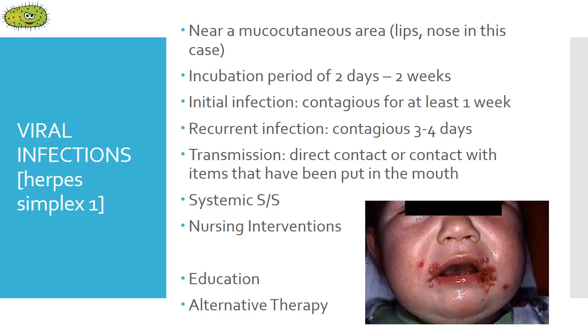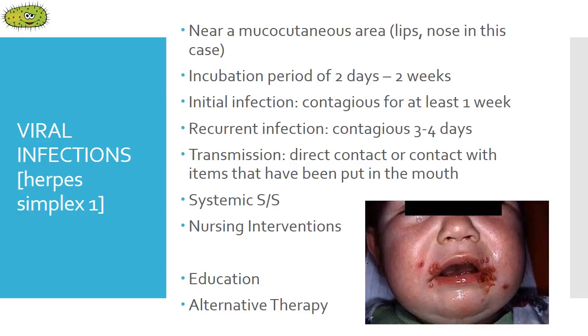The incubation period of herpes simplex 1, remember, incubation period is the period between when they're exposed to an infection and the appearance of the first signs and symptoms. So the incubation period can be anywhere from 2 days to 2 weeks. For the initial infection, if it's their very first infection, they're contagious for at least a week. But let's say they have a recurrent infection, they're not contagious for as long, about 3 to 4 days. But nonetheless, they are contagious each time.